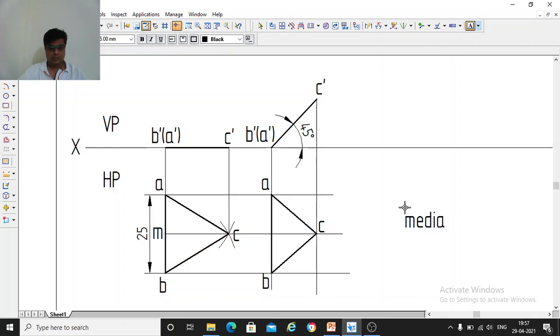Median means the line joining a corner to the midpoint of the opposite edge of that corner. So now CM is the median. AB, BC, CA are the edges of the triangle, whereas CM is the median, and it's an imaginary line. So just draw it and keep it as it is here.